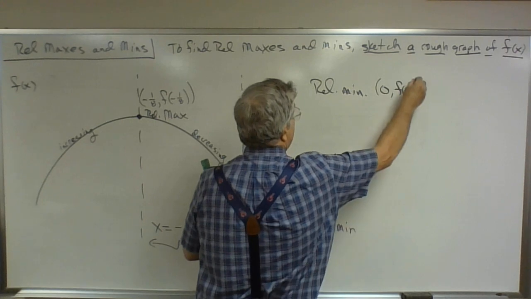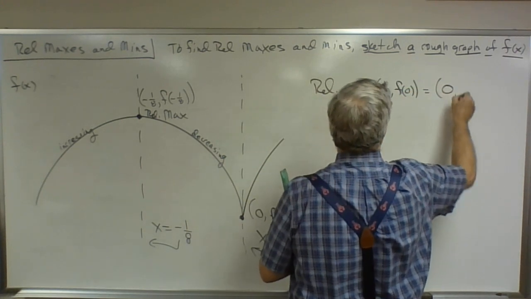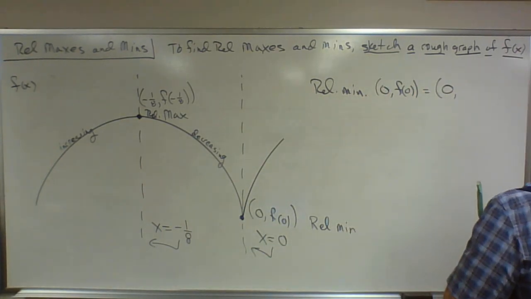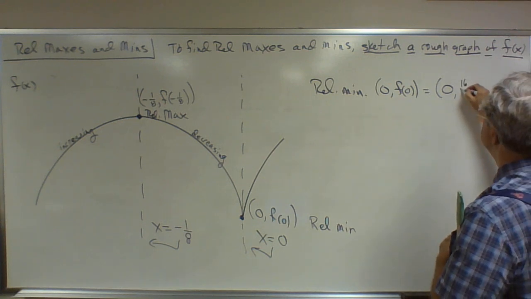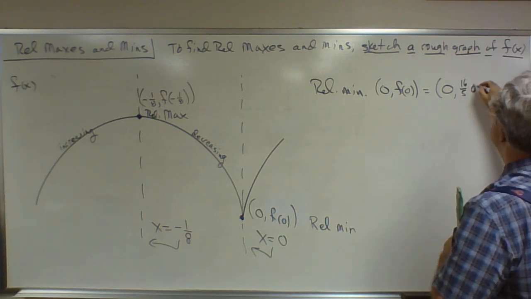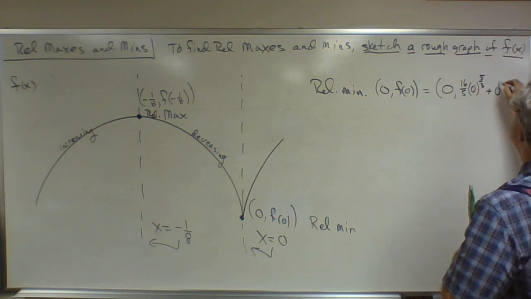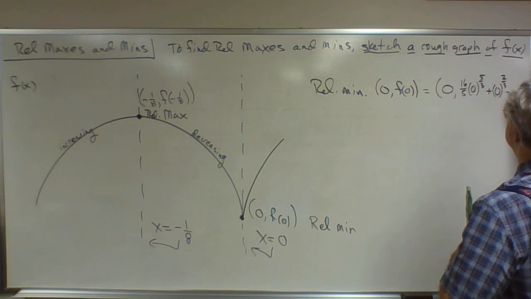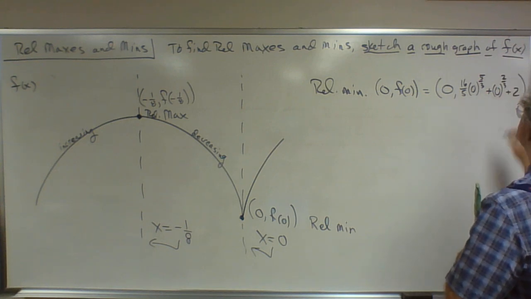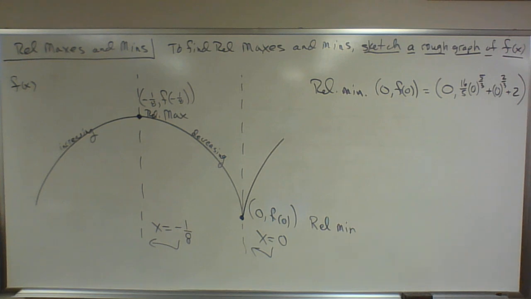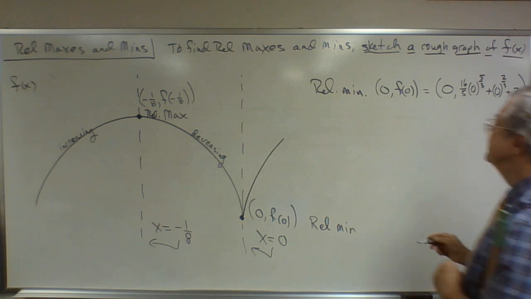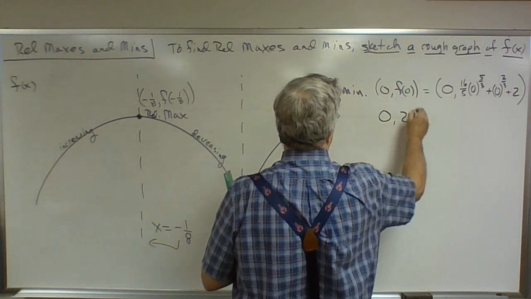f of 0. And what was f of x? 16/5 x to the 5/3 plus x to the 2/3 plus 2. Okay. So let's see. f of 0 is 0, 2.